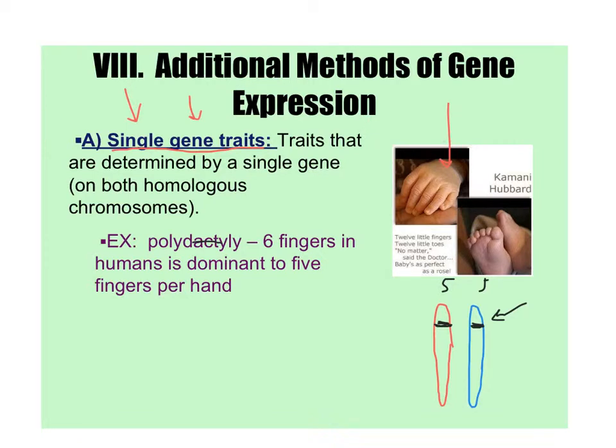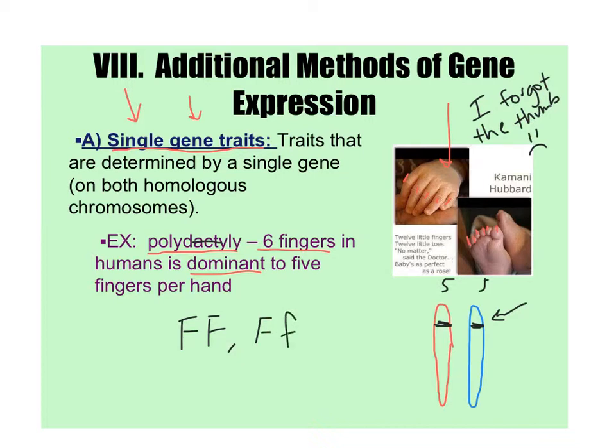You can see this kid's got 1, 2, 3, 4, 5. This kid's got, was it 5? 1, 2, 3, 4, 5. Yeah, all right. And this guy's got 1, 2, 3, 4, 5, and 6 toes. So that is determined by a single gene, and that's called polydactyly if you have 6 fingers. And as you can see, the 6 fingers gene is actually a dominant. So to have 6 fingers, you can be big F, homozygous dominant, or big F, little f. Either way, you will have 6 fingers and 6 toes.